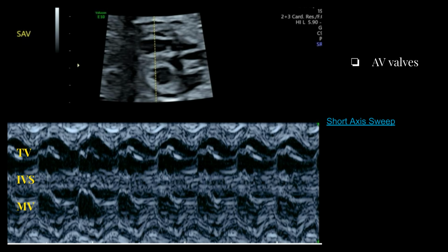Here we see the AV valves, the tricuspid valve, the IVS, and the mitral valve in a short axis sweep.